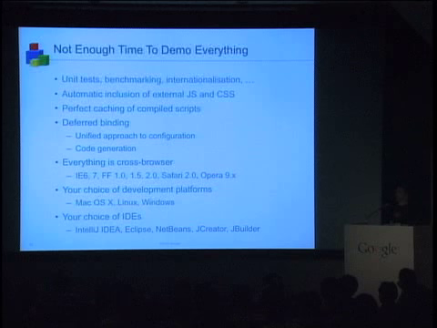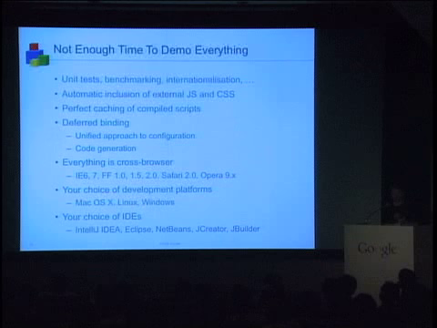So I'm actually running out of time, and there's just not enough time to demo everything in Google Web Toolkit. There's so much. I haven't talked about unit tests, benchmarking, internationalization. We have automatic inclusion of external JavaScript and CSS files. There's perfect caching of compiled script, so your user doesn't need to download any more than they need to. I hinted at deferred binding earlier, which was the technique used to, at compile time, determine which implementation to use. And it's a unified approach to configuration and code generation.